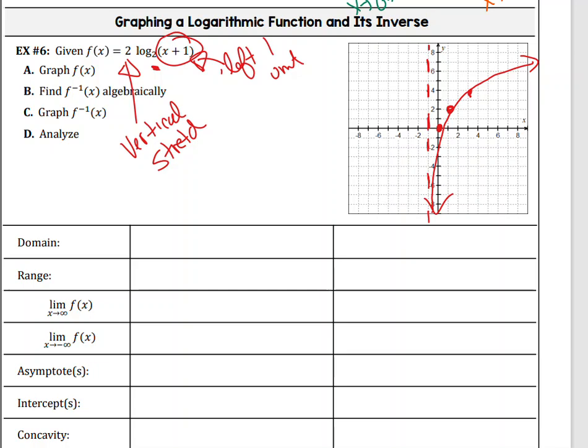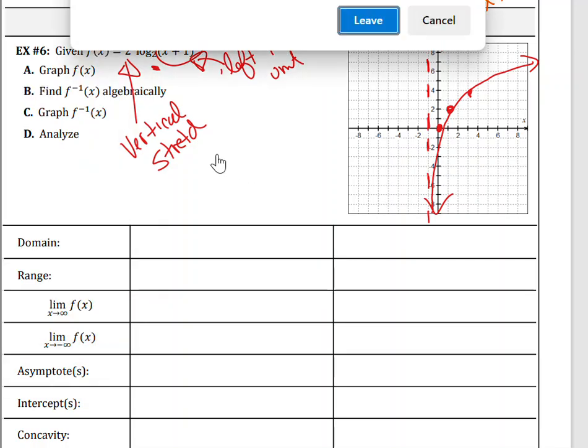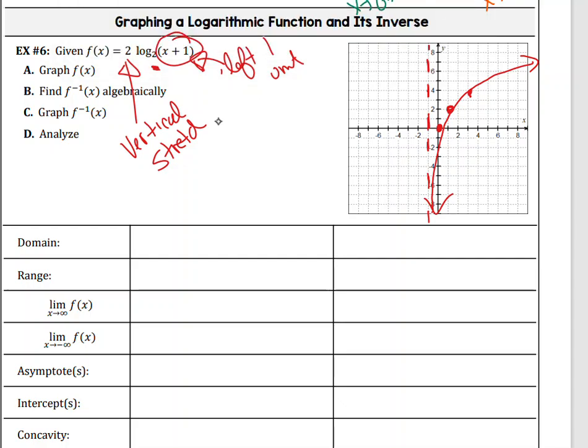Now, it wants us to write the equation of the inverse function. So I'm going to switch x and y. So now I'm going to say x equals 2 times log base 2 of y plus 1. And I'm going to make my way here. So what I'm going to do is divide by 2. x divided by 2 equals log base 2 of y plus 1.